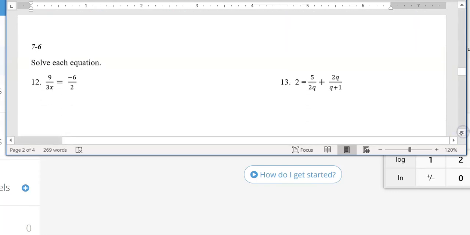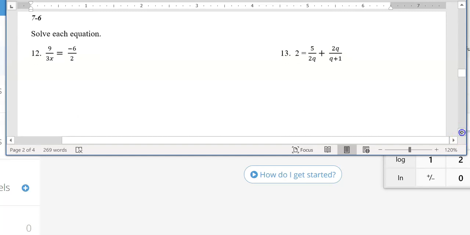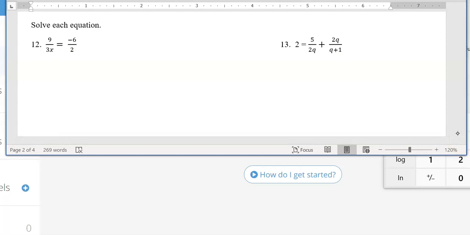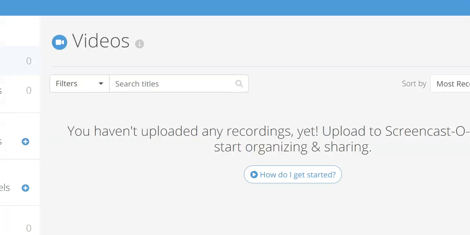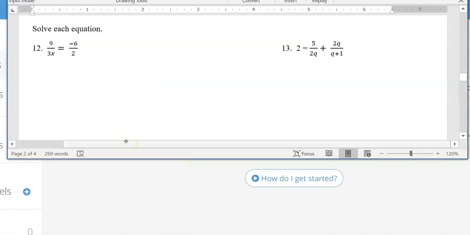Okay, and now we get to the last section of chapter 7, and that was solving equations that involve rational expressions. And so for these problems, we want to find the lowest common denominator again. And we're going to use that lowest common denominator to multiply on both sides. All right, so for number 12, the lowest common denominator is going to be 6x. So I'm going to multiply by that on both sides of this equation.